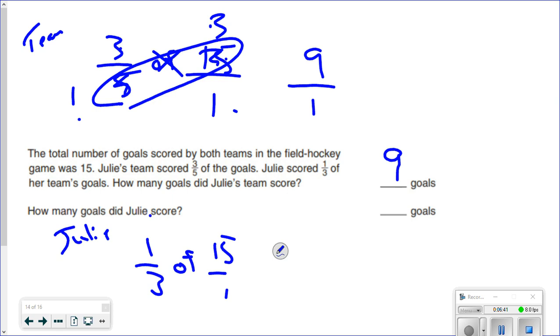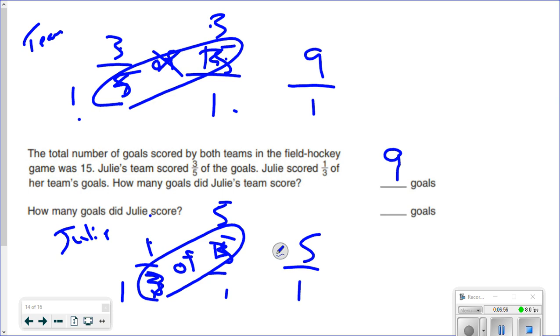How many goals did Julie score? Well, we can cross-reduce the 15 and the 3. Divide them both by 3. 3 divided by 3 is 1. 15 divided by 3 is 5. 1 times 5 is 5. 1 times 1 is 1. How many goals did Julie score? Julie scored 5 goals. Some of you are wondering, hold on a sec, there's 15 goals though.